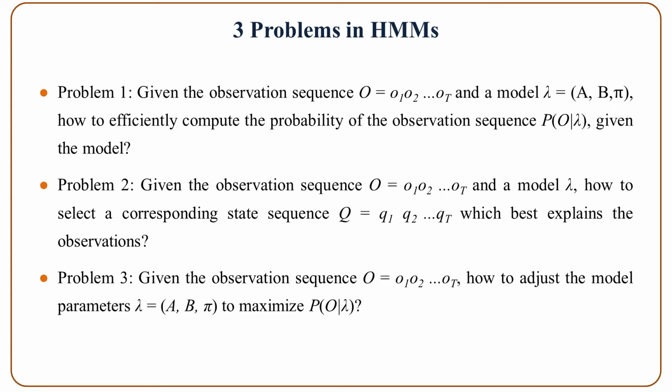Problem 2 is given the observation sequence O and a model lambda, how to select a corresponding state sequence Q, which best explains the observations. And problem 3 is given the observation sequence O, how to adjust the model parameters A, B, and π to maximize the probability P of O given lambda.